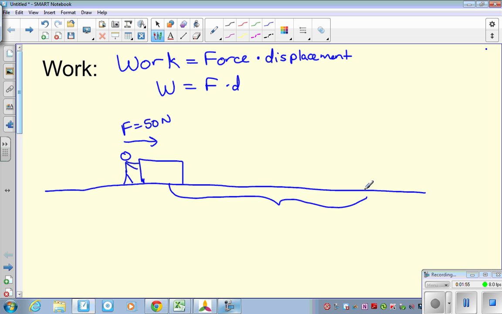a total of 30 meters, which is quite a long ways to push a box. 30 meters is approximately 90 feet, so you can imagine that that would take a lot of work. In order to figure out the work here, see how the force is in the same direction as the displacement? That's really important here. And so force is 50, so we're going to plug that in for F. And we're going to plug in 30 for displacement. And so we're just going to get 1,500 Newton meters.